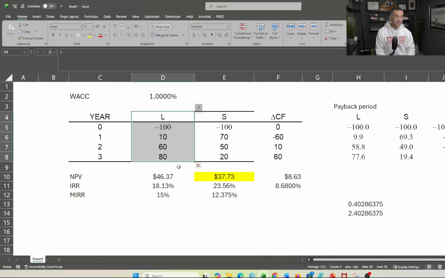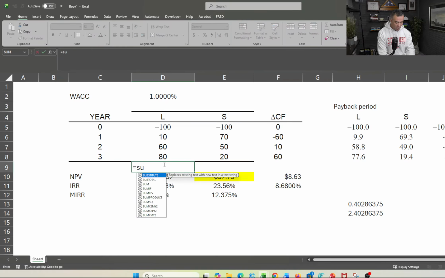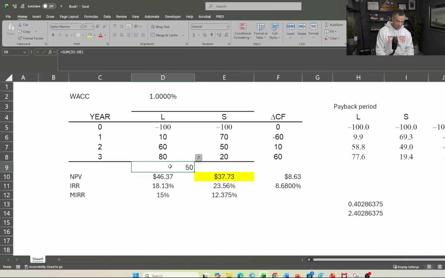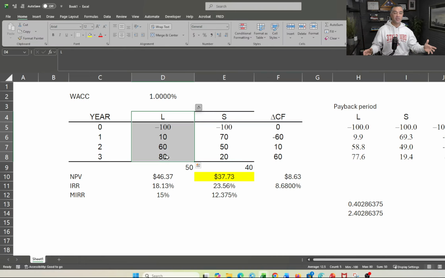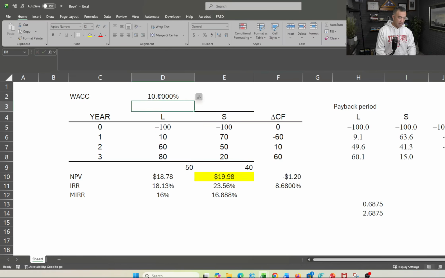Here, I'm going to show you a couple things. Let's just sum up all the cash flows. We have a net of 50, and look at this one. We have a net of 40. This L project actually has higher cash flows. But why does it have a lower net present value at a WACC of 10%?